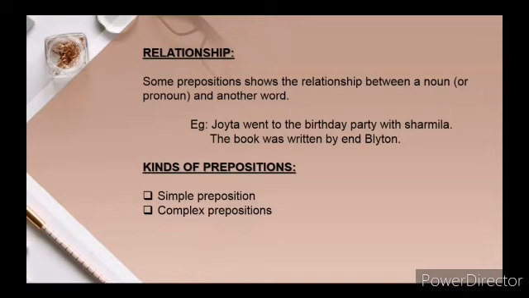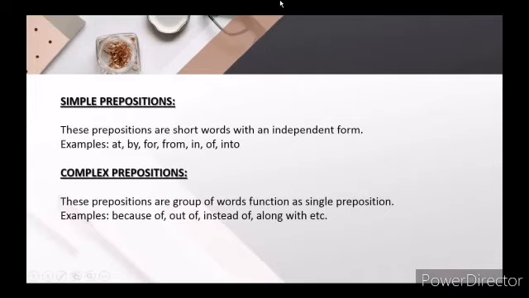Now, kinds of prepositions. There are two types of prepositions: simple prepositions and complex prepositions. Simple prepositions are short words with an independent form. It means these are one-word prepositions. For example, at, by, for, from, in, of, into, etc.